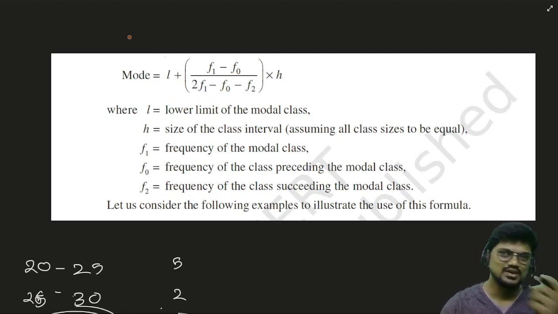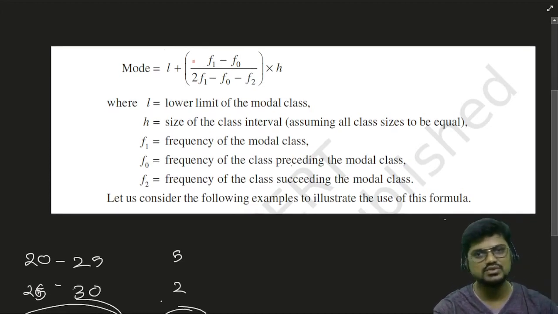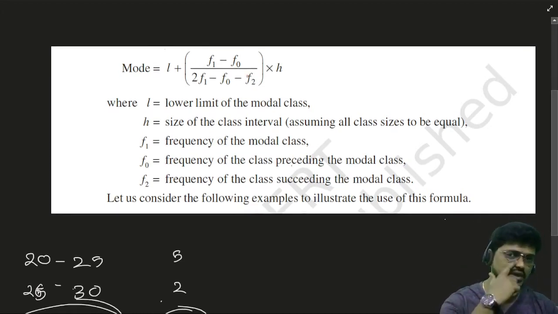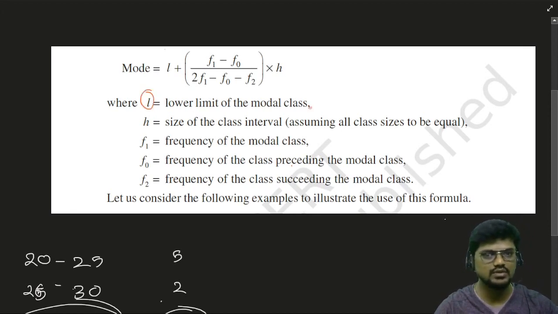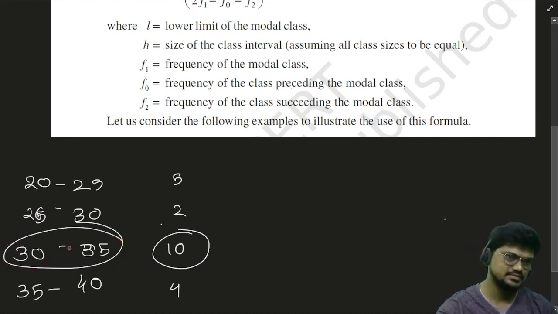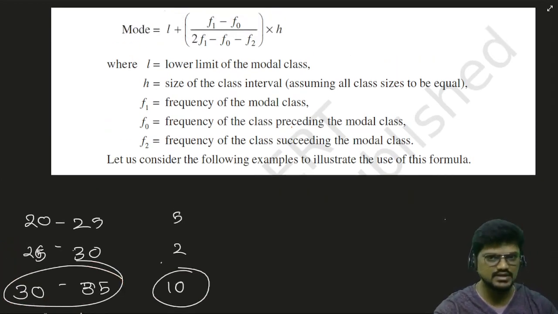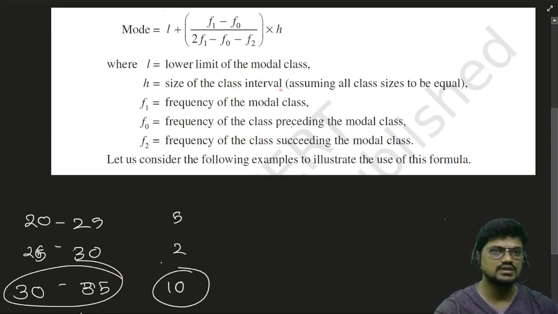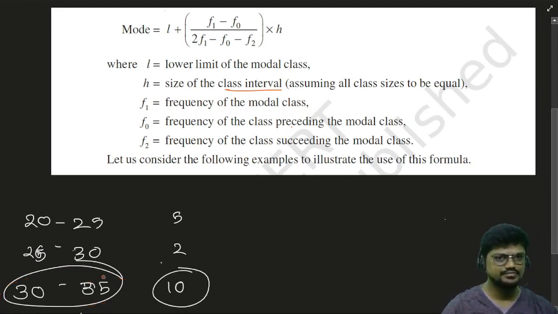Fine, okay. So if you want to find mode, we'll be using this formula. Now in this formula, what all things do you have? L is the lower limit of the modal class. Lower limit of the modal class means, if this is the modal class, what is the lower limit? This 30 is the lower limit of the modal class, and this 35 is the upper limit of the modal class. So L will be 30 in that case. h, size of the class interval. Since it is from 30 to 35, the size is 5. Got it? Next, f1, frequency of the modal class, that is 10.